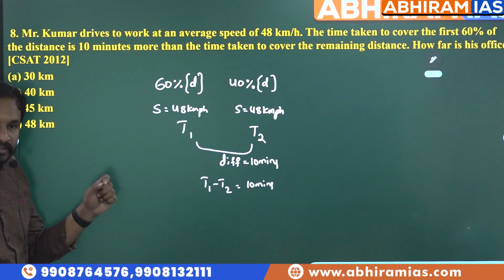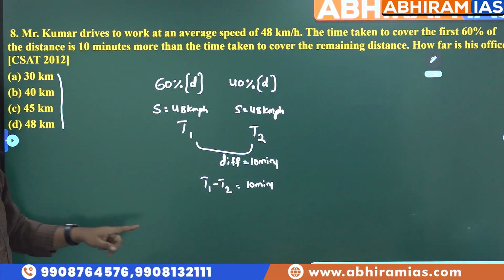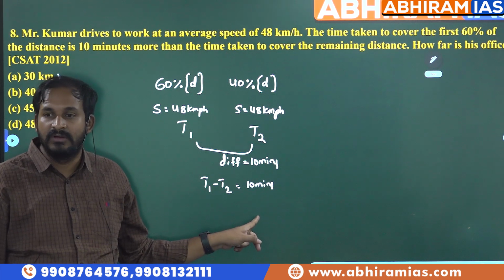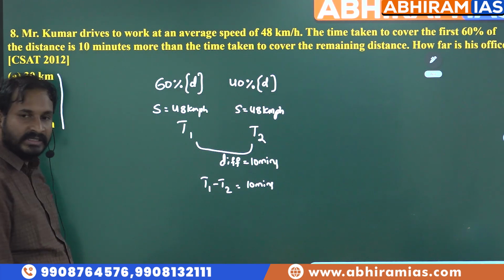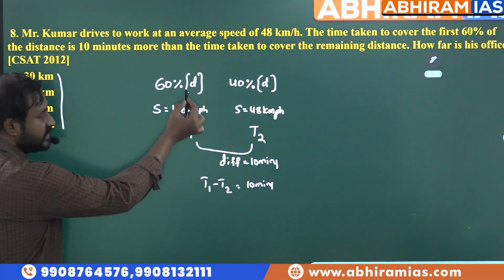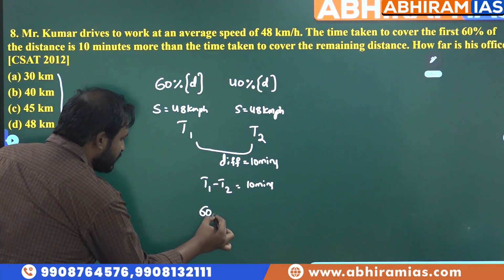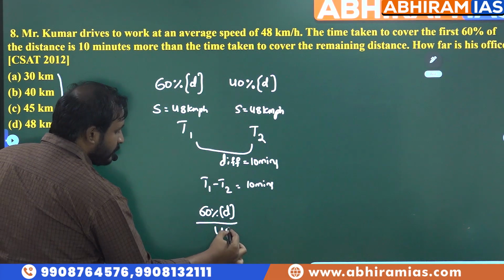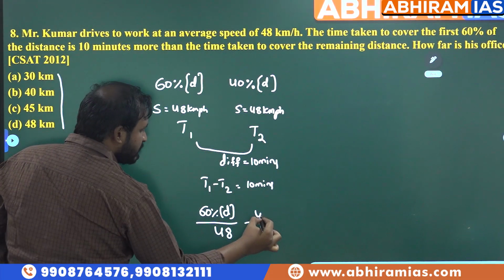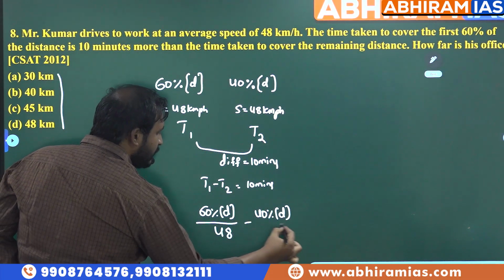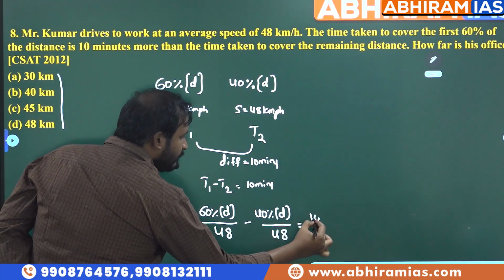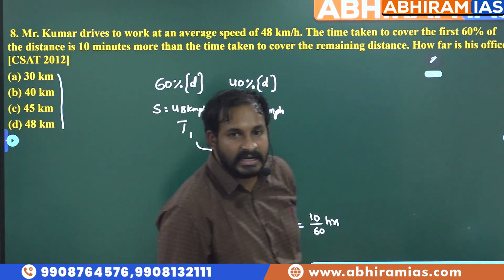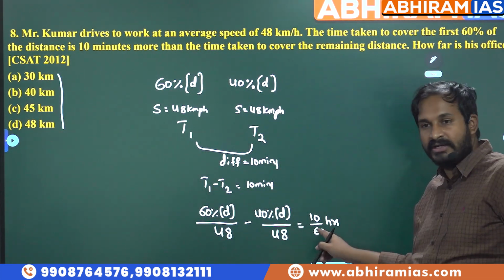Now be careful. The answer here is in kilometers, but what is the time here? It is in minutes. So please be careful, you need to convert minutes into hours. What is the T1 formula? Time formula is distance by speed. What is the distance? 60% of d. So 60% of d by speed, which is 48, minus T2, which is 40% of d by 48, is equal to 10 by 60 hours. Please be careful, don't write it directly as 10, convert it into hours.